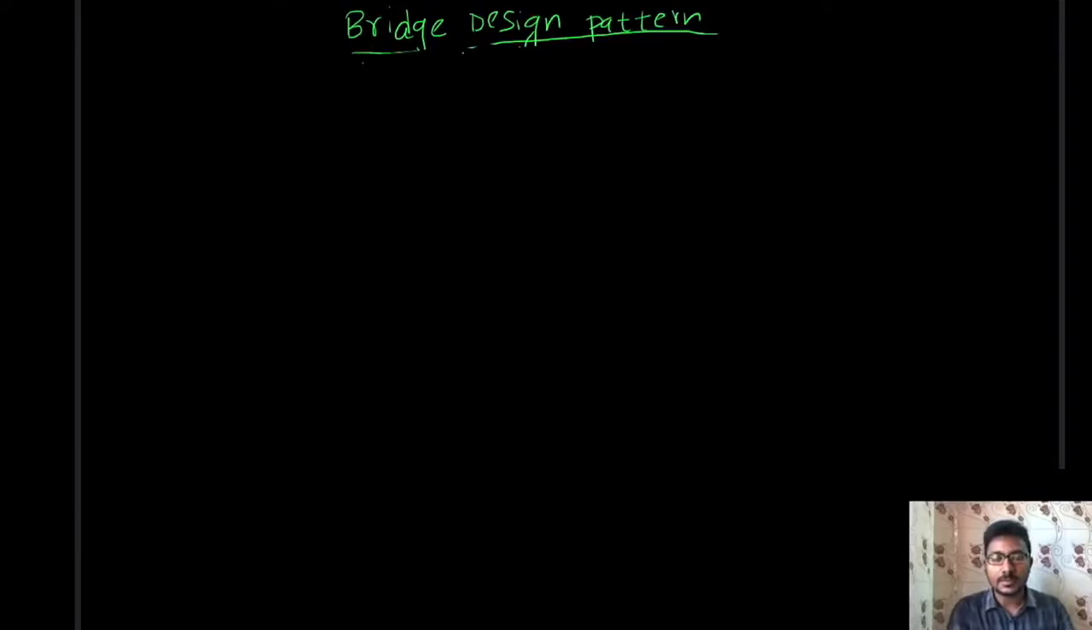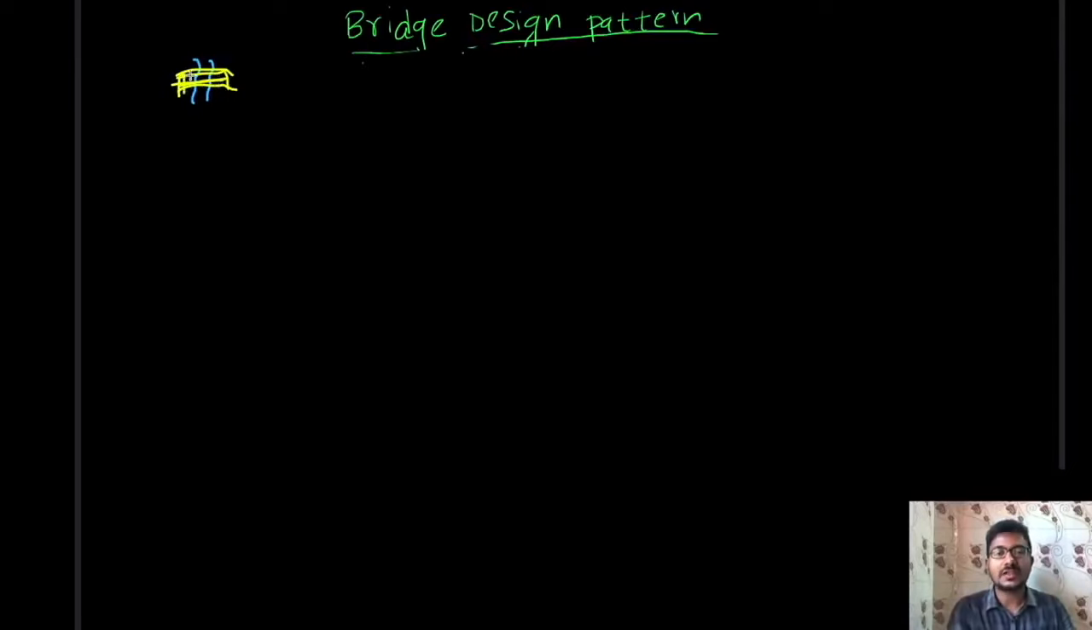So first, what is a bridge design pattern? Before discussing the bridge design pattern, we will see what a bridge is. Generally, a bridge is used to overcome some hurdles without knowing the internal implementation. For example, consider this is a lake and this is a bridge. If you want to cross this lake, you can use this bridge. You don't need to know the architecture or the raw materials used for constructing the bridge. You just need the bridge to cross the lake.